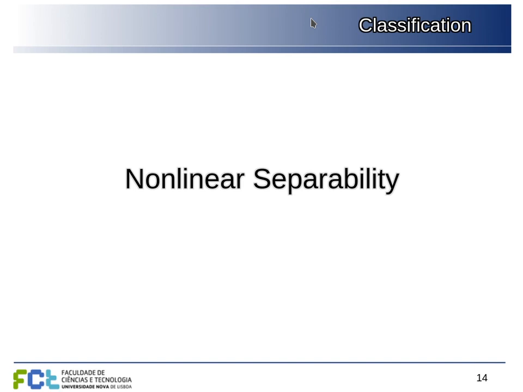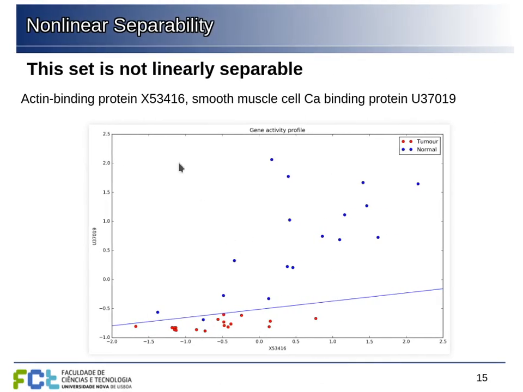So let's see what happens if we have a set of data in which the classes cannot be separated by a straight line. So suppose that we have this. In this case, this is an example of data from tumor cells and normal cells, and the features here are the activity of these genes. So an actin binding protein and a calcium binding protein here, and we have the activities of these genes. If we plot them, we can see that there is a difference between tumor cells and normal cells.